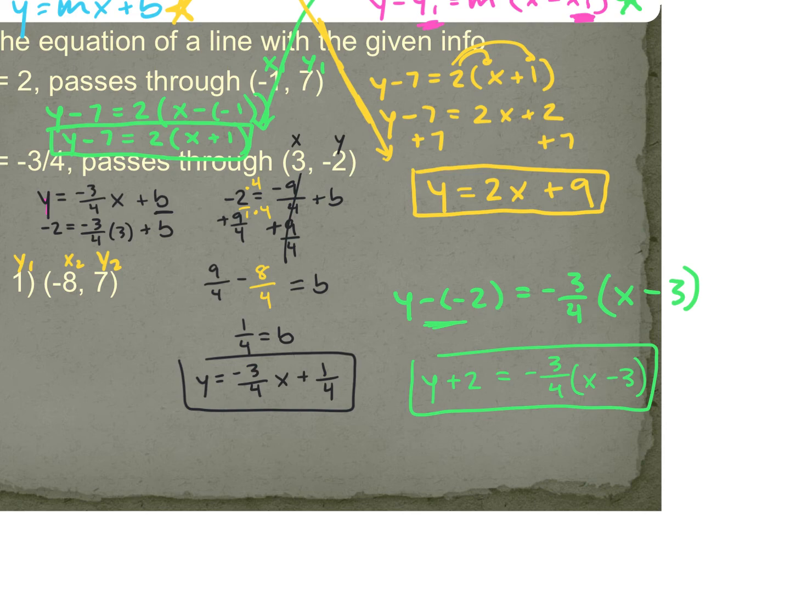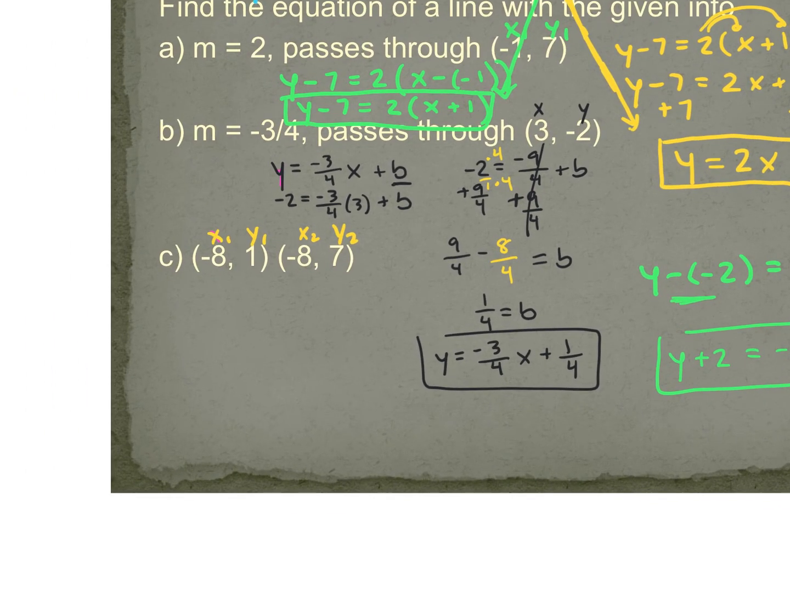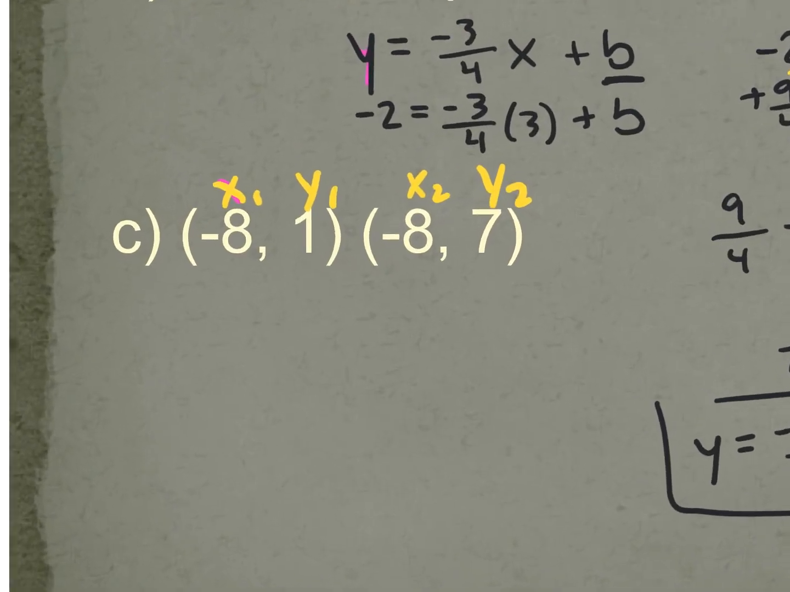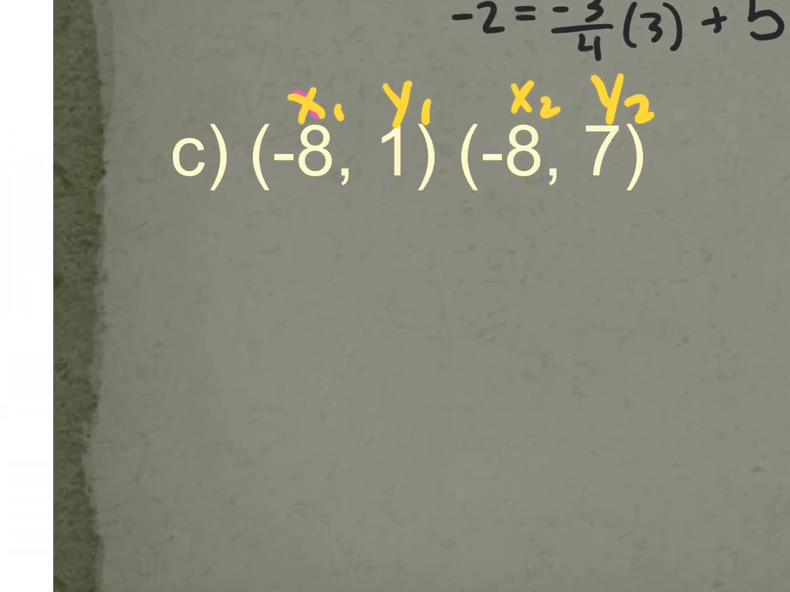Any questions on that one? All right, let's look at C. What do we have to do first here? Find the slope. Can't you tell that it's undefined by just looking at it, since the x doesn't change? Awesome. Let's find the slope. Yep, you can. So what's our slope formula?